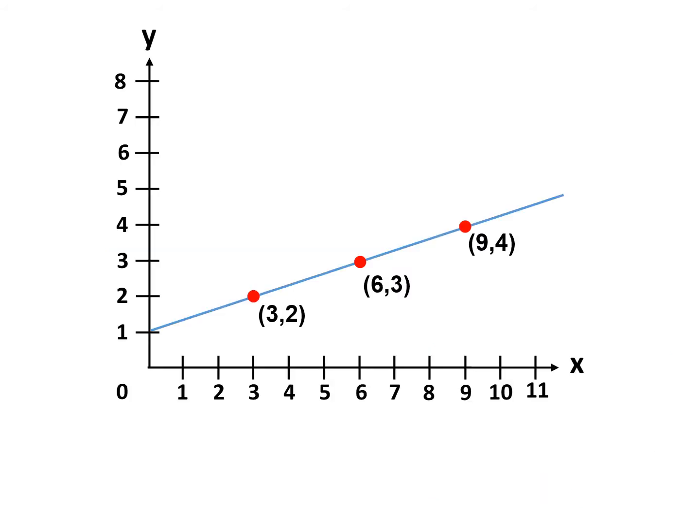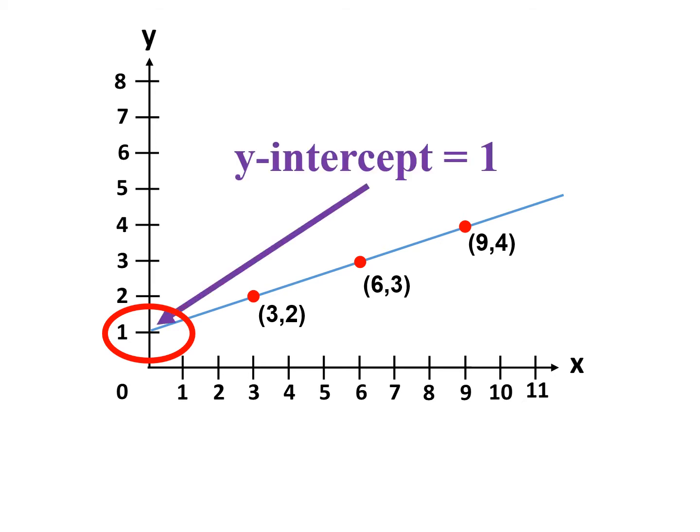Here's the line we were looking at a minute ago. Here's the point where the line hits the y-axis, and the y-coordinate of that point is 1. So the y-intercept for this line is 1.